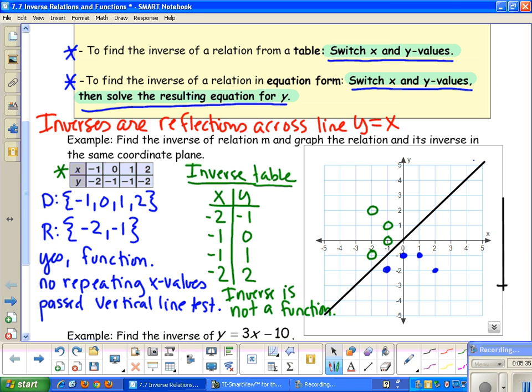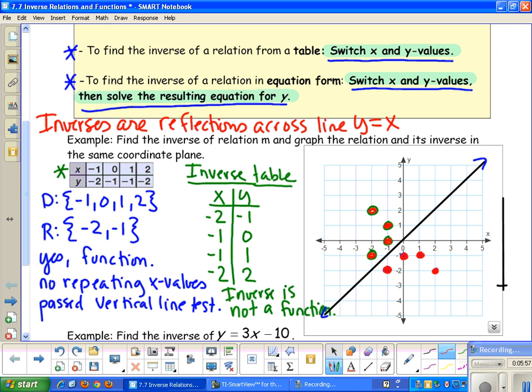y equals x, I'm going to put my arrows on because it goes on forever. Notice that if I were to fold my graph on this line, each of the points on either side would match up. So this point right here would match up with this point. This one matches up with this one. This one would match up with this one. And this point right here would match up with that point right there.